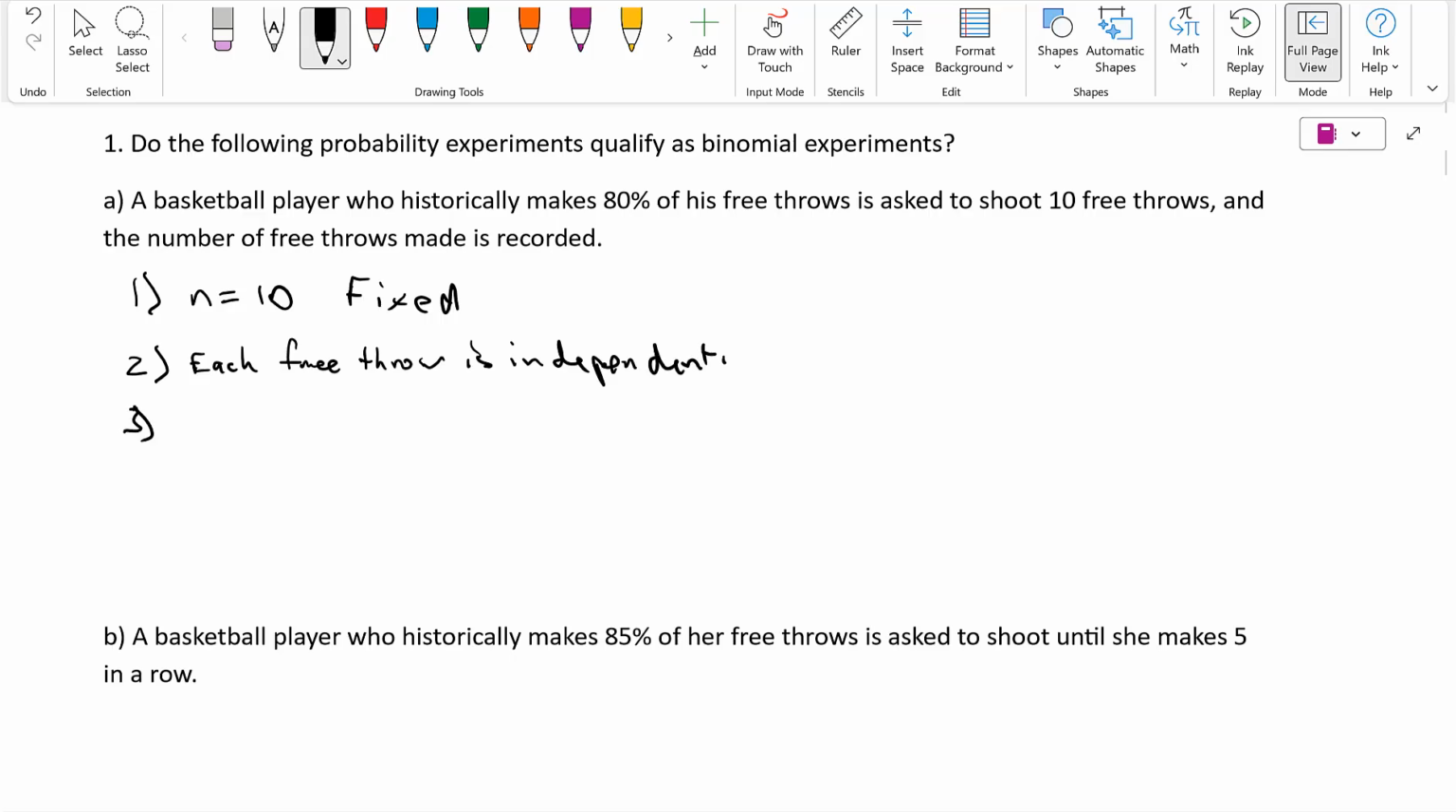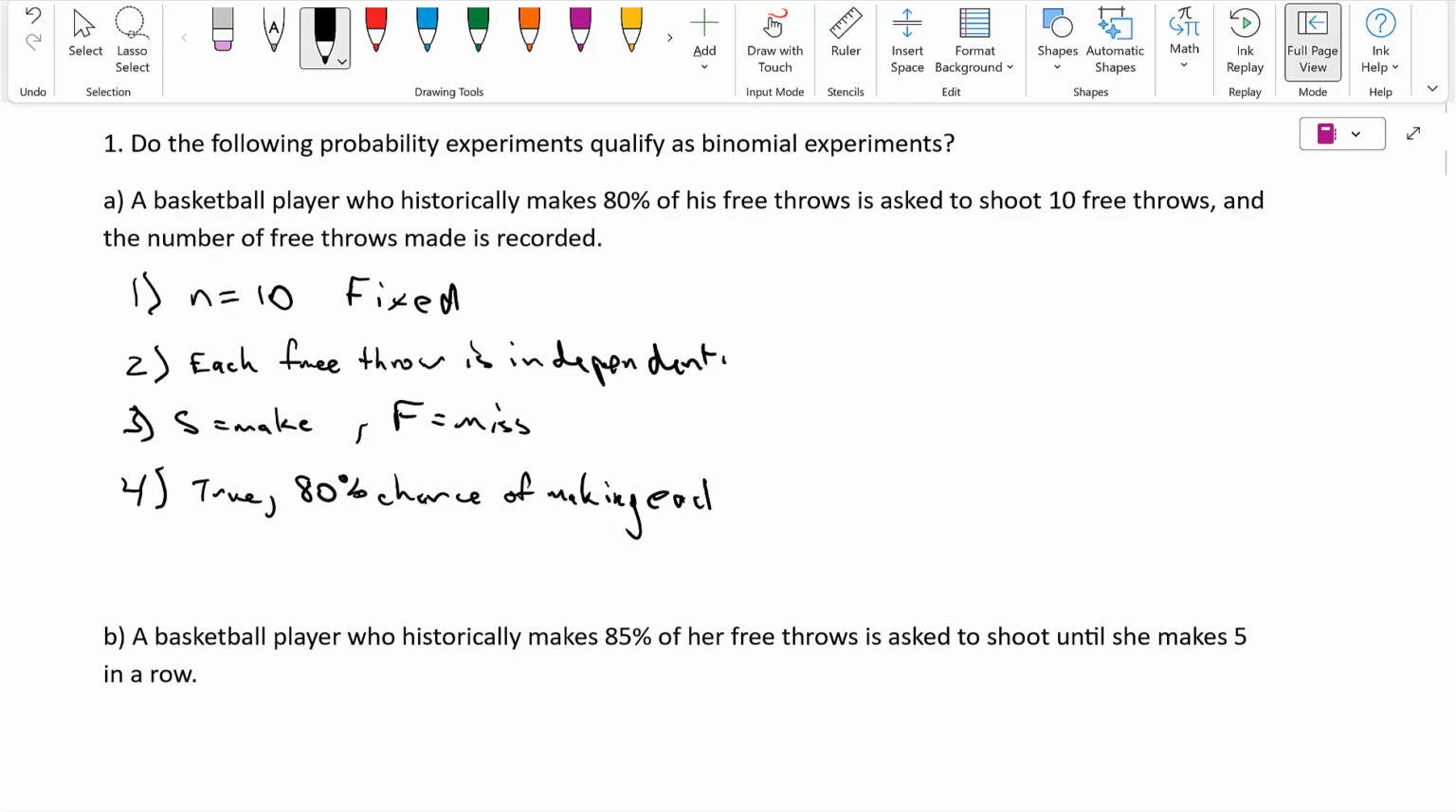For 3, we were looking for those two outcomes, so our success here would be he makes the free throw, and our failure here would be a miss. Those are our two outcomes. And for 4, our probability of success remains the same on every trial, so that's true here. Right, he's got an 80% chance of making any shot, or each shot, however you want to phrase it.